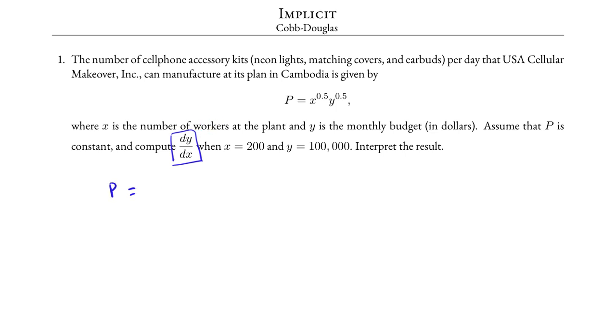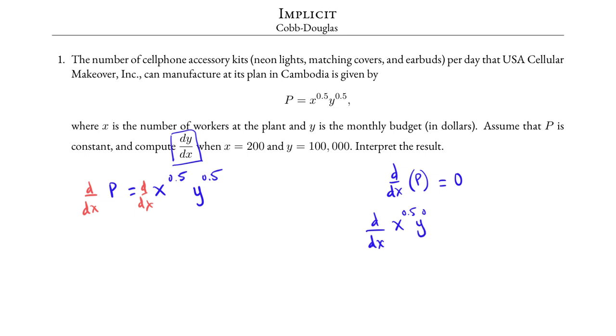We start with P equals x to the 0.5 times y to the 0.5, and we're looking for dy/dx. Therefore, we need to set up d/dx on both sides of the equation, the derivative with respect to x. On the left-hand side, the derivative with respect to x of P, where P is a constant, is 0. On the right-hand side, the derivative with respect to x of x to the 0.5 times y to the 0.5, we use the product rule.